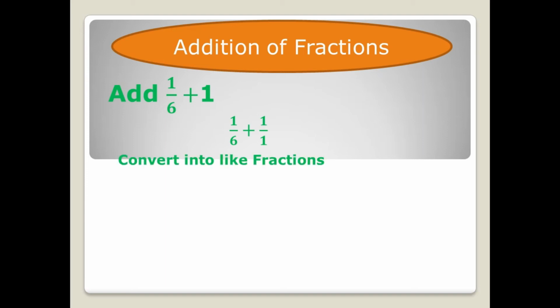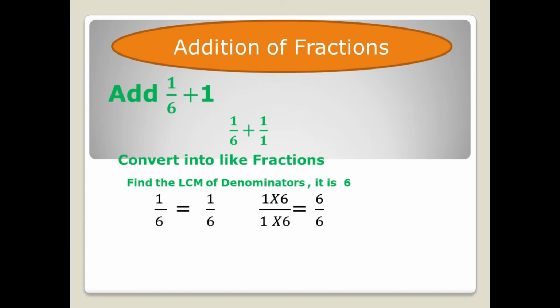Now in order to convert these into like fractions, we will find the LCM, that is 6. We will multiply numerators in such a way that the denominator becomes equal to the LCM. In order to make 6 equal to the LCM, that is 6, we only have to multiply it with 1, and 1 into 1 will remain the same, that is 1.